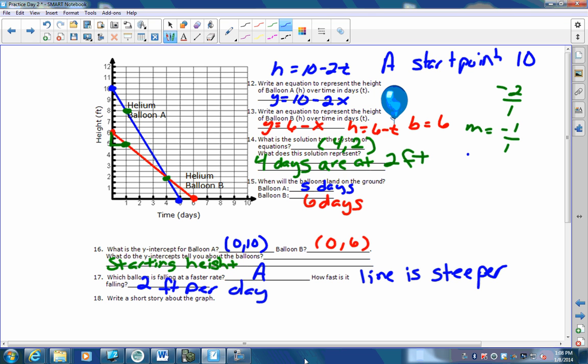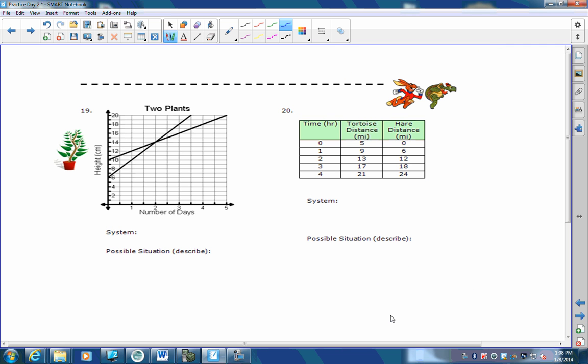Okay? Not as worried about 18. You guys need to write a story that would match a description of what's happening in the graph, so you guys can come back to that. Look at number 19 and 20. Take a minute and answer number 19 and 20.